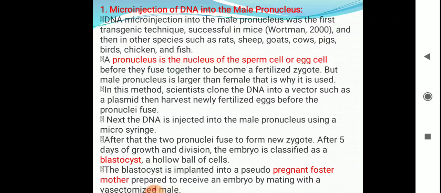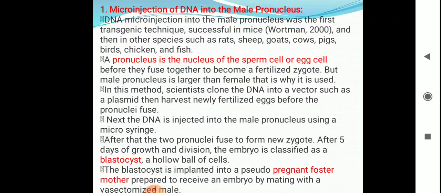Now this blastocyst is implanted into a pseudo-pregnant foster mother, prepared to receive an embryo by mating with a vasectomized male. As a result, it will develop. This formation of a species with the help of the introduction of a foreign gene is known as microinjection of DNA into the male pronucleus. This is one kind of transgenesis.